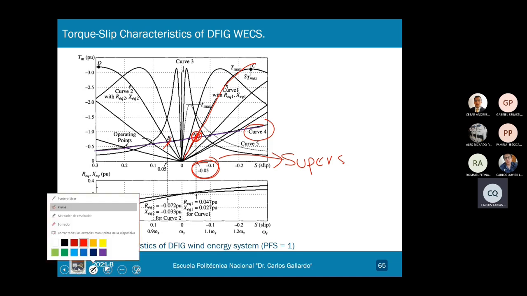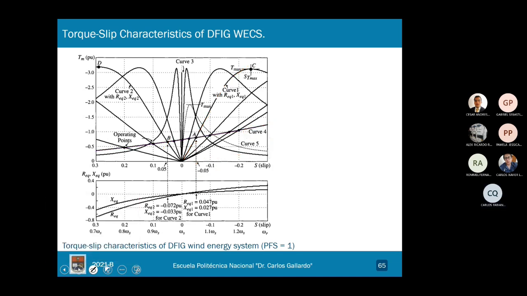Okay. What about the point B? Once again, I am analyzing the curve 4. In this case, curve 4 intersects with curve 2. So this is my curve 2, and this is the intersection point. Pay attention, what is the slip? The slip is 0.05. So the machine operates in subsynchronous mode of operation, because the slip is positive.